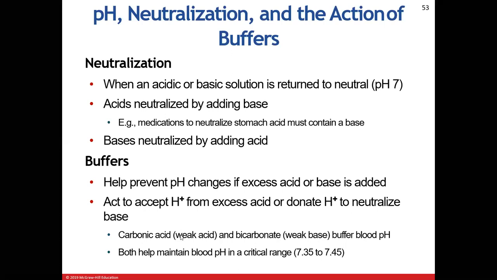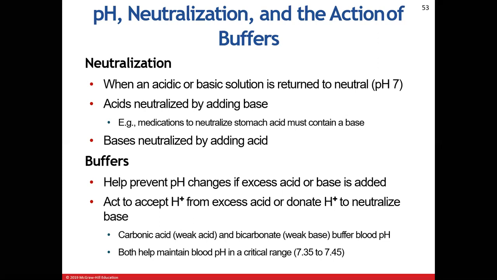That's how we tend to neutralize stomach acids with acid reflux. We are trying to stimulate slight increases in the pH within the stomach. Bases, therefore, are neutralized by adding an acid. So if we have a pH that's too high, we want to add something that brings that pH down, and that's going to be our acids.